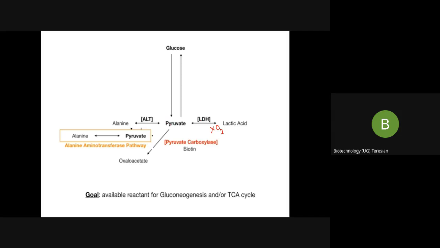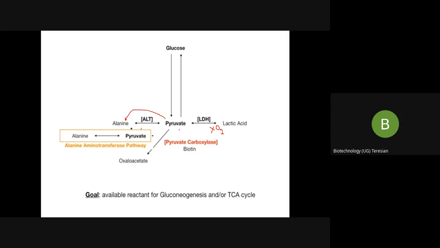This pyruvate can also get converted into alanine in the presence of the enzyme alanine aminotransferase. So alanine, all of you know, is an amino acid. So this alanine aminotransferase is the enzyme which catalyzes this reaction. Now, why is this pyruvate getting converted into alanine?